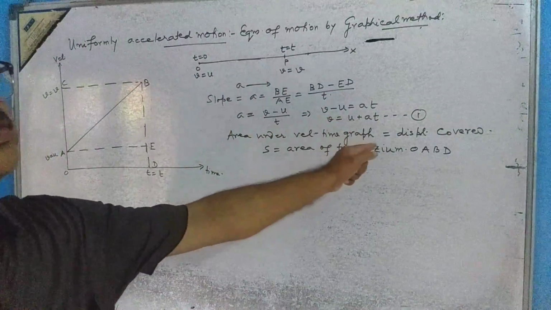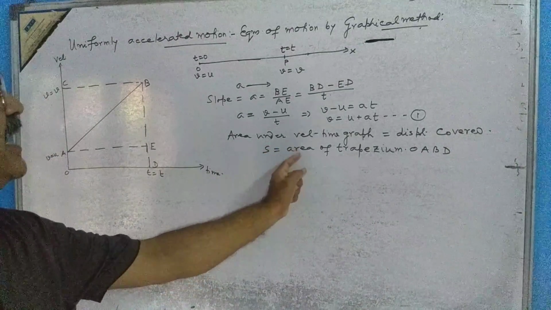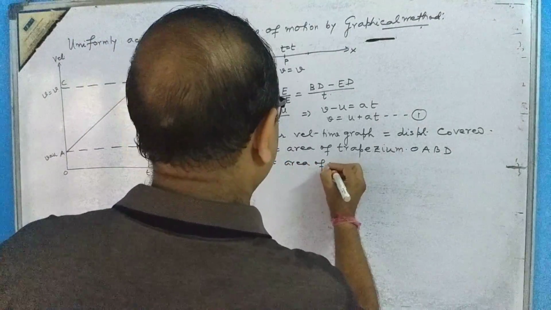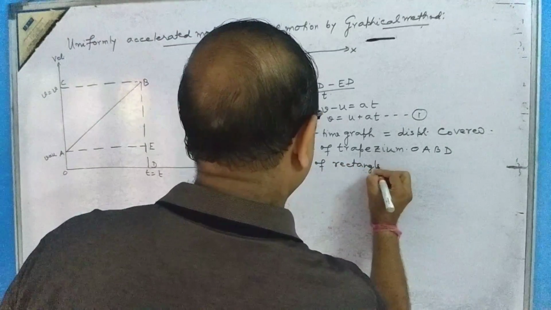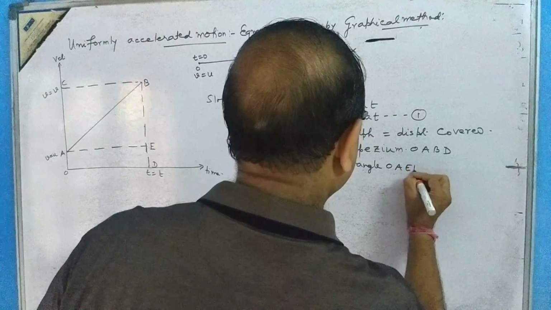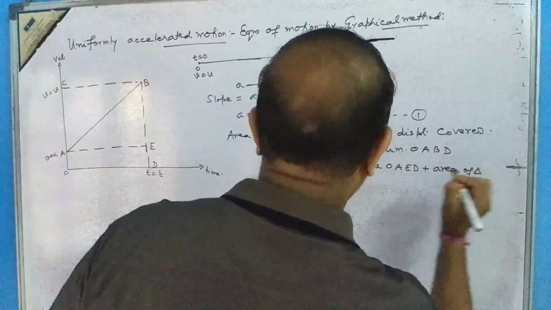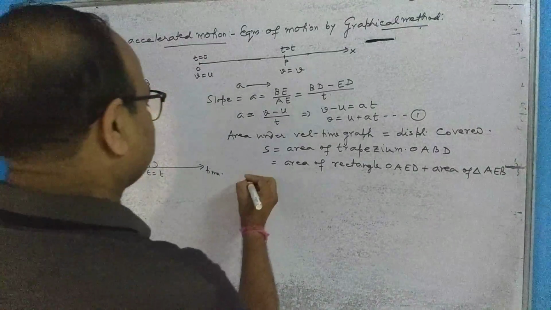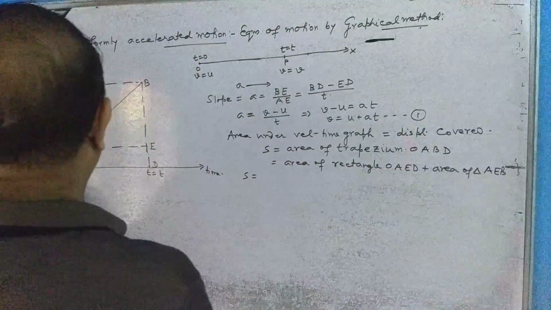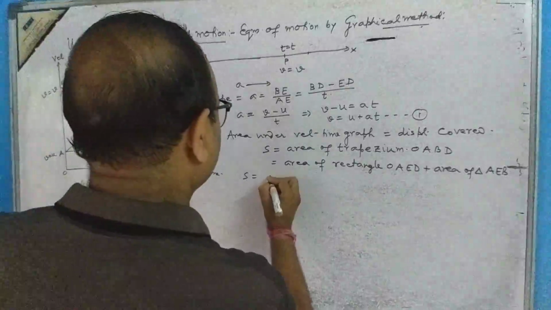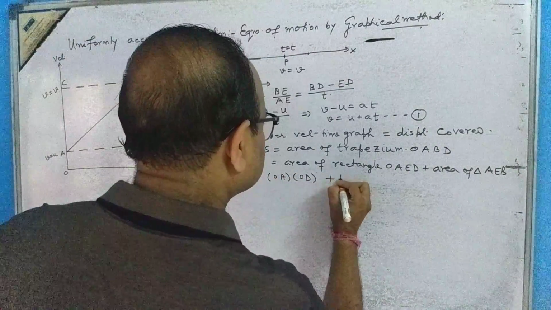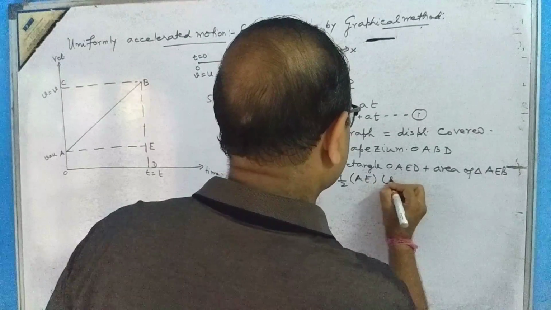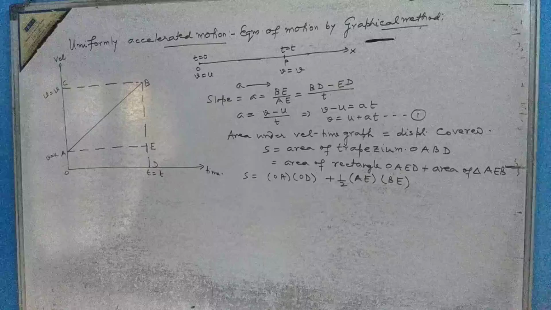Can we say the area under the velocity-time graph is giving us the displacement covered, S? What is this? The area of the trapezium means the area of the rectangle OAED plus the area of the triangle AEB. Then S is equal to the area of the rectangle, OA into OD, plus half the area of the triangle, AE into BE. Agreed?